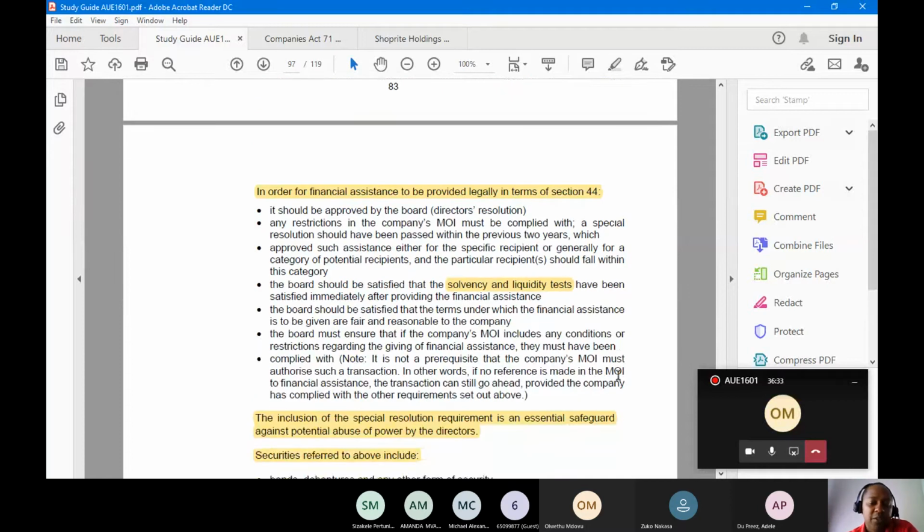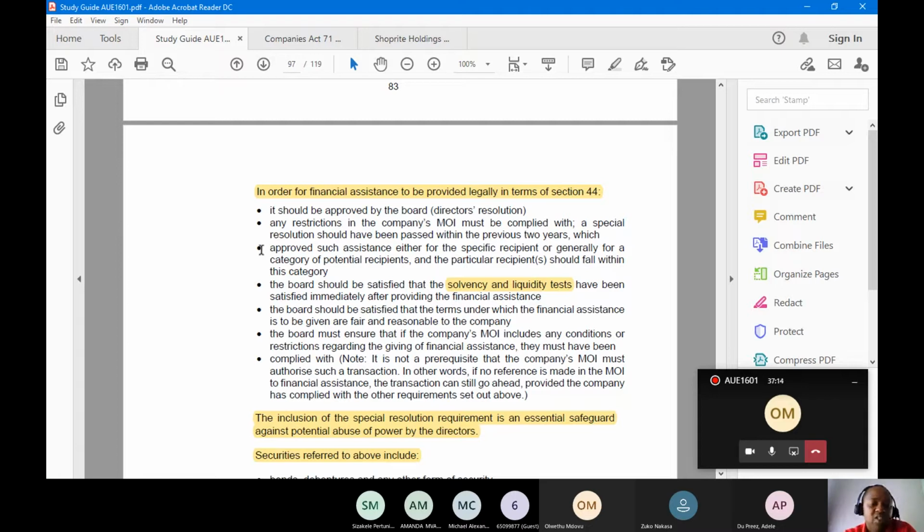Now, looking at the very specifics of Section 44, in order for financial assistance to be provided legally, what needs to be done? Firstly, it should be approved by the board through a director's resolution. Any restrictions in the company's memorandum of incorporation must be complied with. A special resolution should have been passed within the previous 2 years, which approved such assistance either for the specific recipient or generally for a category of potential recipients, and the particular recipients should fall within this category.